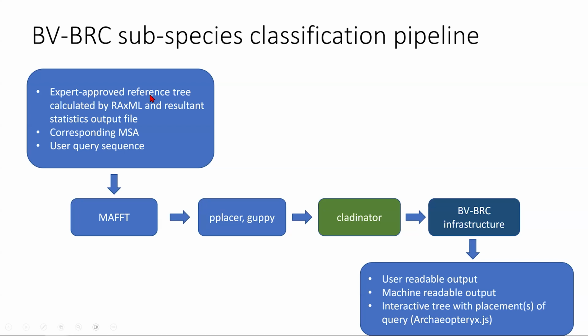And then this goes into the BV infrastructure, where pplacer is also a user. It's a user readable output, and also a phylogenetic tree where you can see your query sequence. Generally, we hope that the textual output is so good that people don't need to look at the tree, but still many people want to confirm the result by actually looking at the tree. So that's provided too.